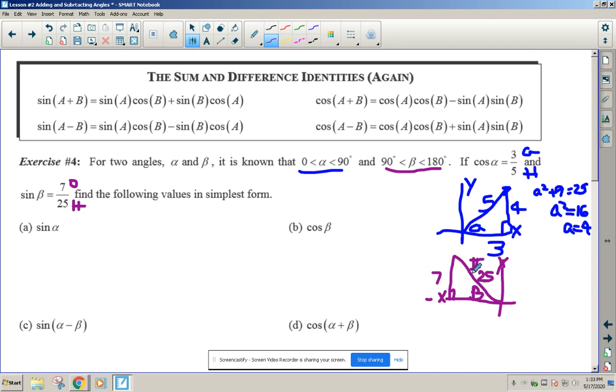Let's again use the Pythagorean Theorem. Now again, you're welcome to stop the video. I'm going to go fast. This again, altitude squared plus base squared is equal to 25 squared.